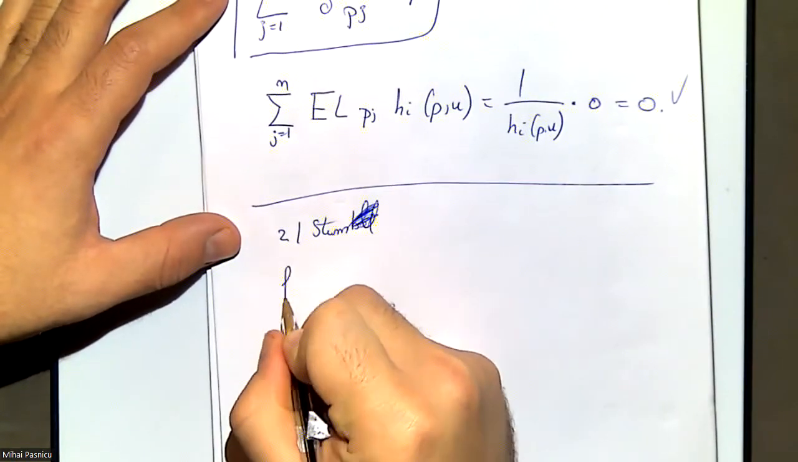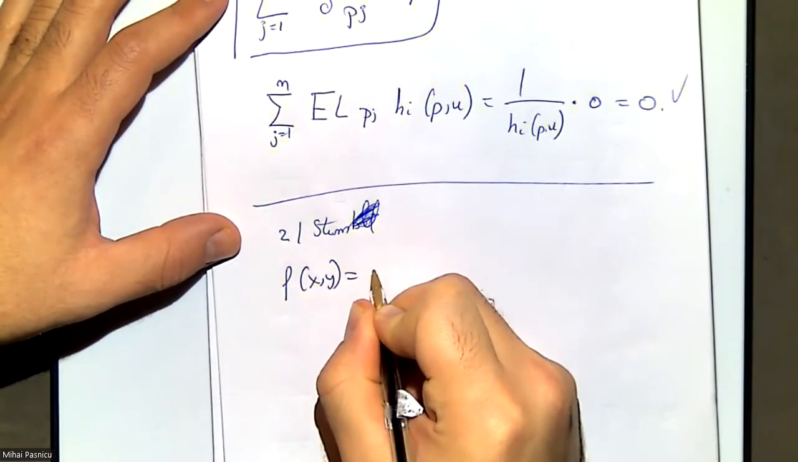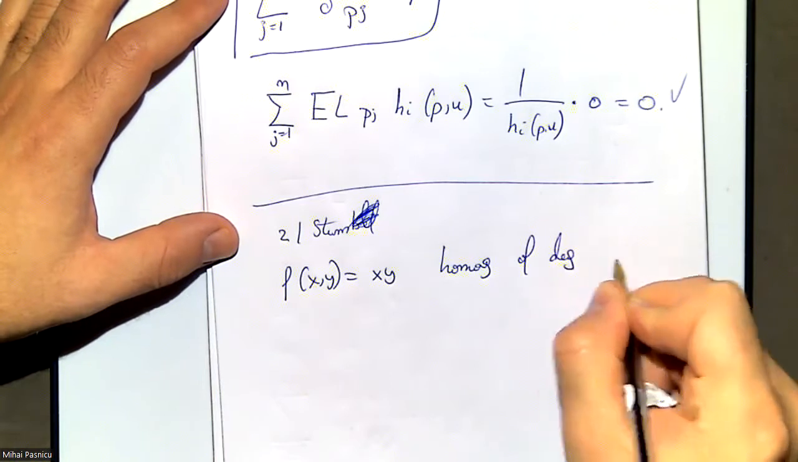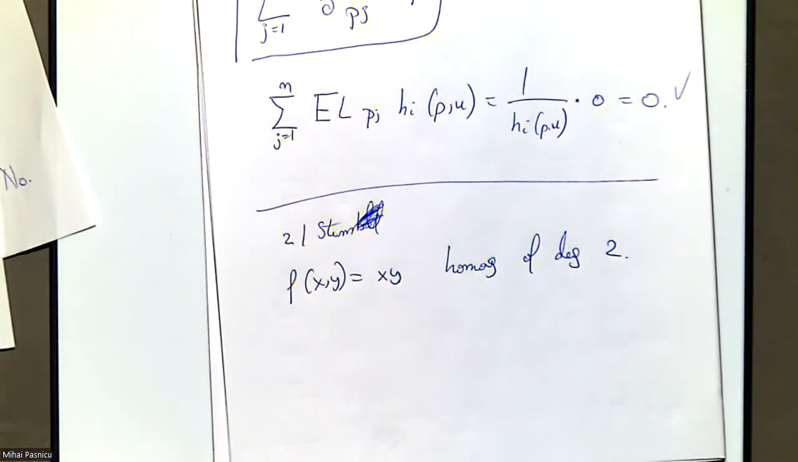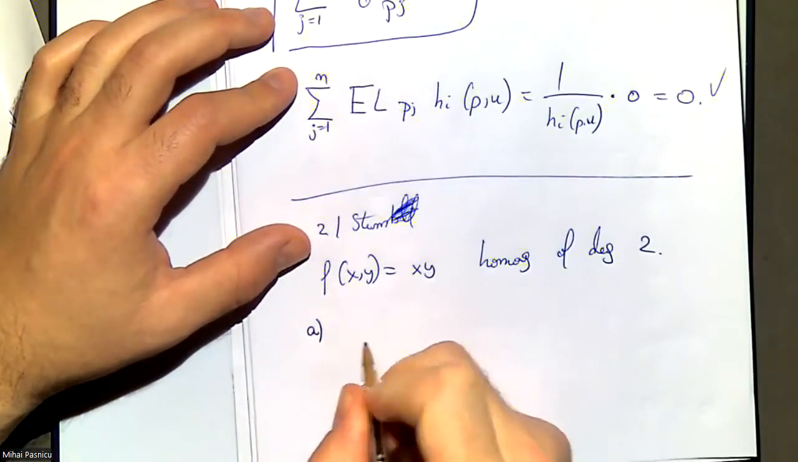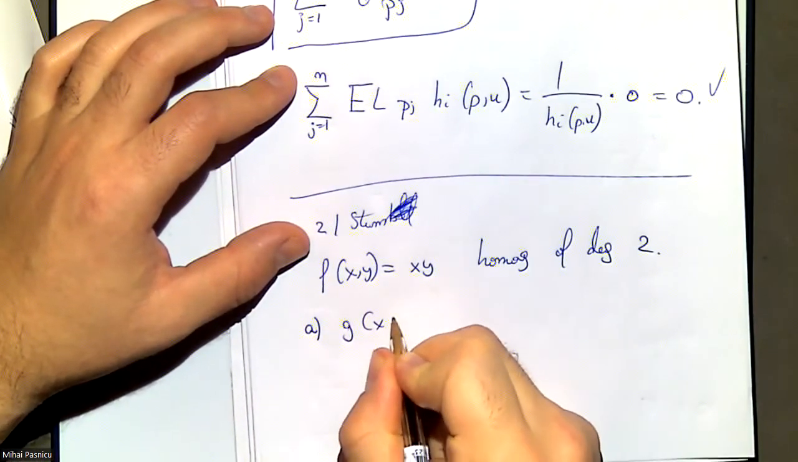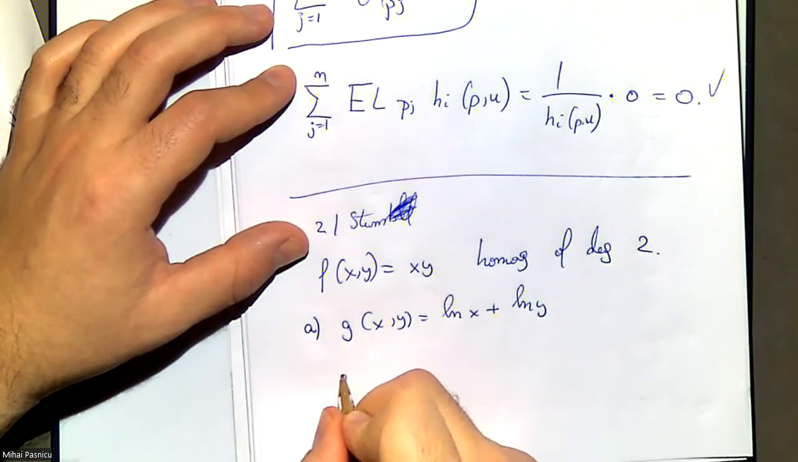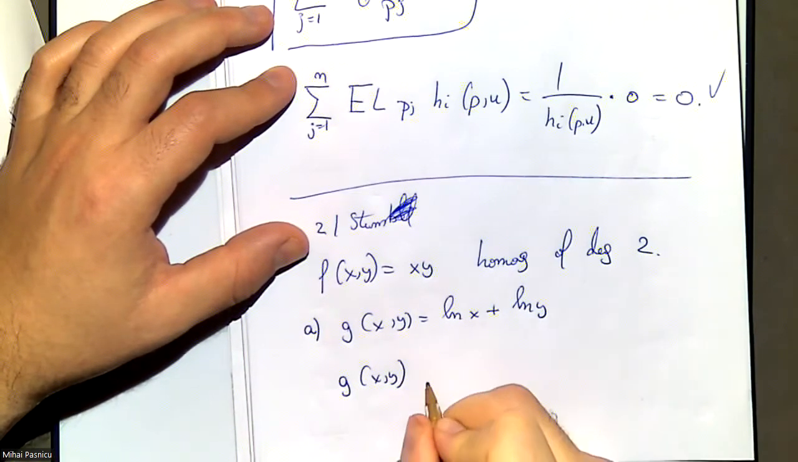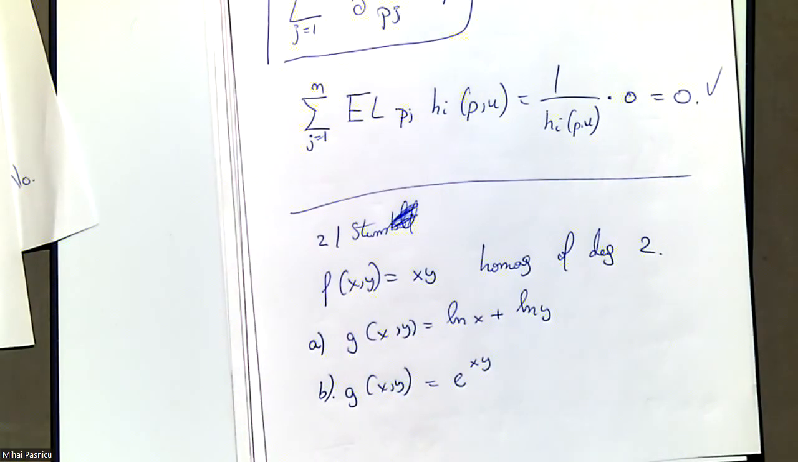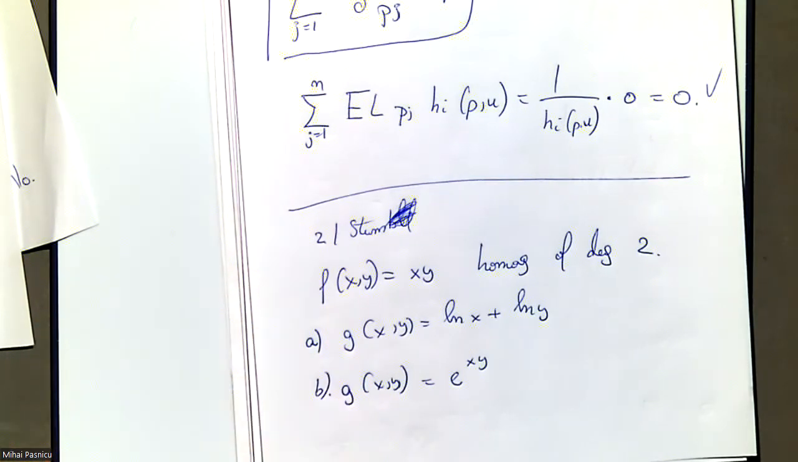Okay, so you take for granted that f of x y equals x y is homogeneous of degree 2. The question is wrong, it's homogeneous of degree 2, of course. It doesn't matter, but just to keep in mind, yes, you're not crazy. It's homogeneous of degree 2. g of x y is equal to log of x plus log of y. g of x y is equal to e to the x y. Okay. This is the problem. And they're asking if these functions are homothetic.